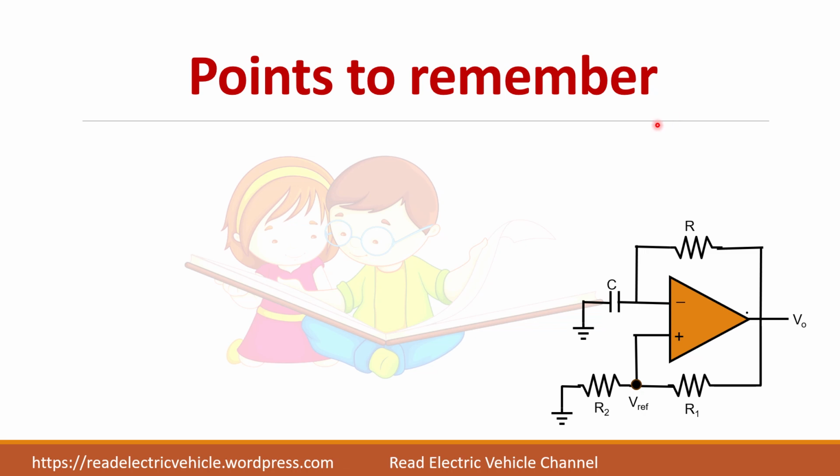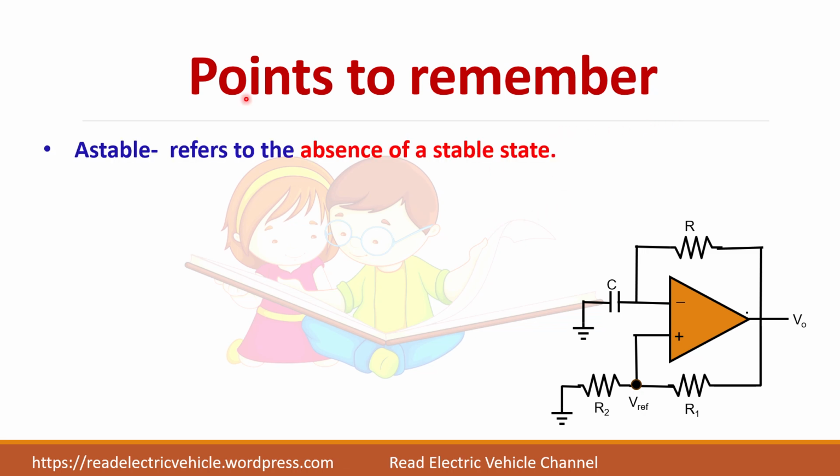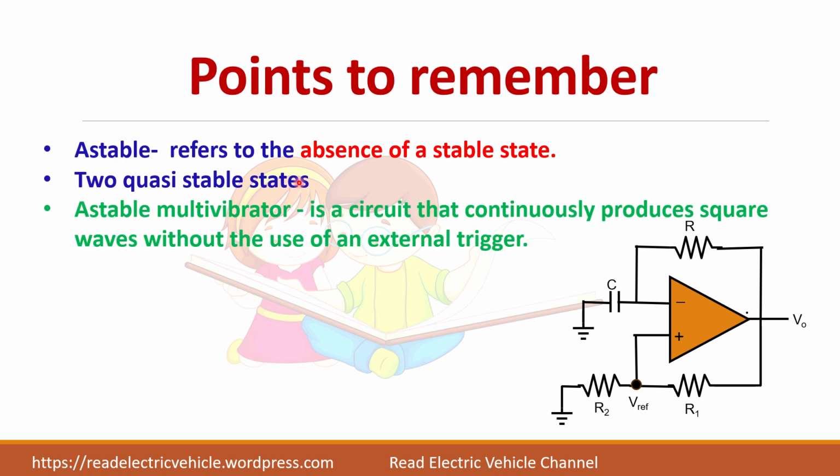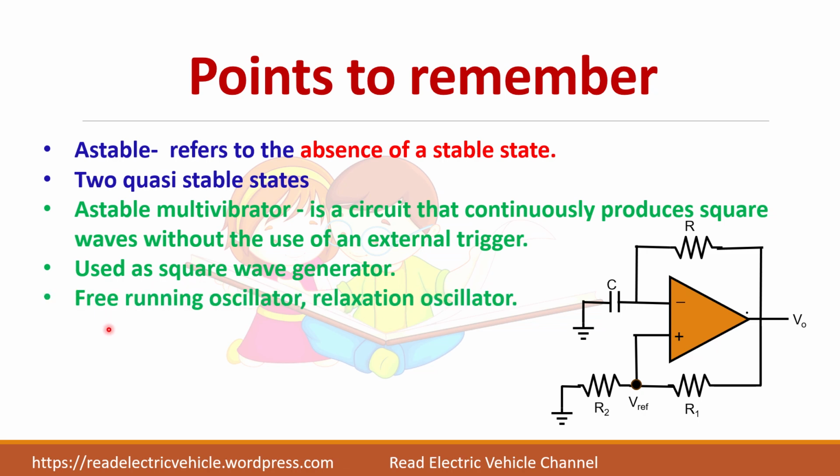So let us recall whatever we have seen. Astable refers to the absence of a stable state. It has only two quasi-stable states, so no external trigger is required. It can be used as a square wave generator. It is also called a free running oscillator or relaxation oscillator.